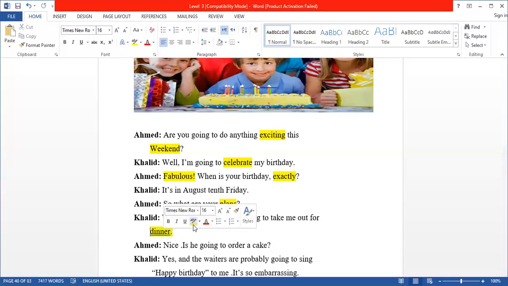Dinner here, one of the three meals of the day. Eaten either in the middle of the day or in the evening.